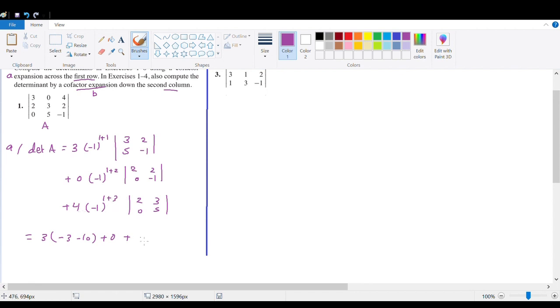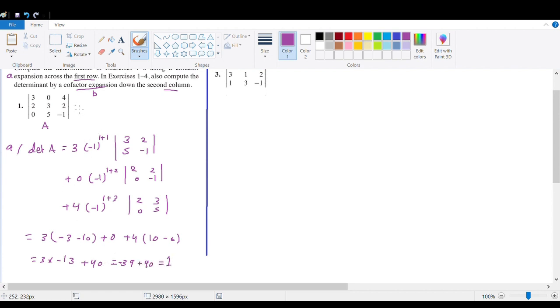1 multiplied by 4, so 4, and we need to multiply by the determinant of this one, which is 10 minus 0. So now here we have 3 multiplied by minus 3 minus 10, which will be minus 13. This one is 0 plus 4 multiplied by 10, so plus 40. This will give us minus 39 plus 40, which is equal to 1.